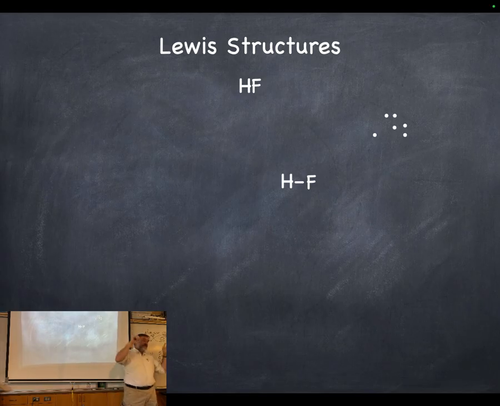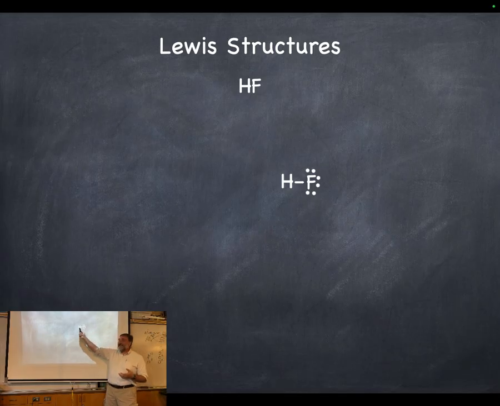To fulfill the octet rule, fluorine needs 6 more electrons. I have 6 more dots. So I'm going to go through here and put these dots in around the fluorine and put 2 on each side. When I run out of dots, I can't add more. I can't change the number of valence electrons. It is what it is.